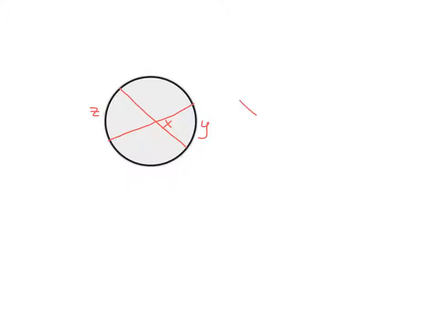You have a lot of different formulas. So let's say it looks like this. This is X, this is Y, and this is Z. Okay, when it's inside, the angle is half of the sum of the two arcs. Okay?